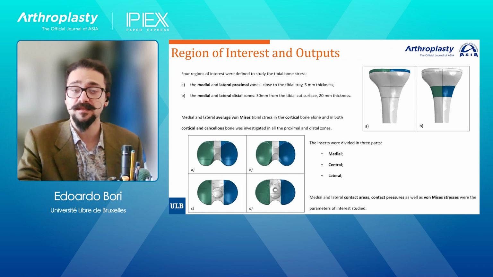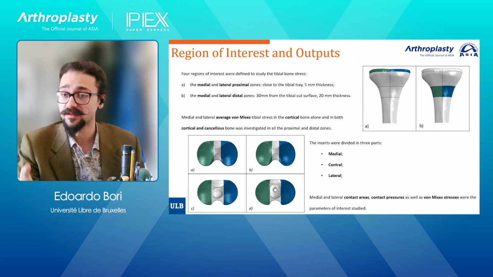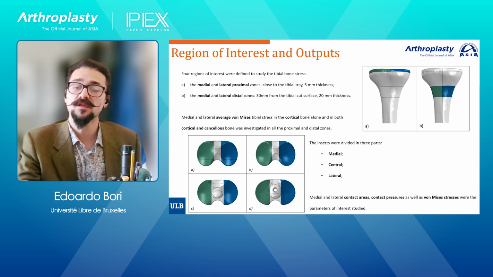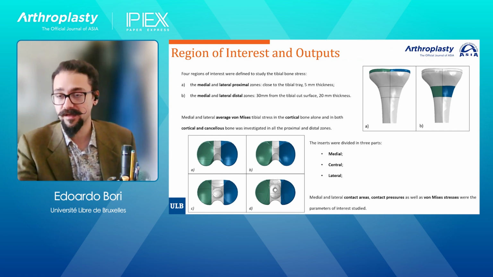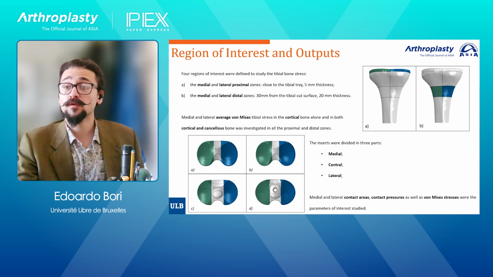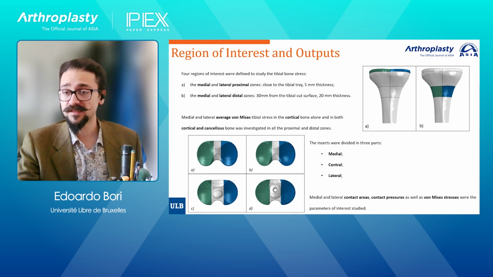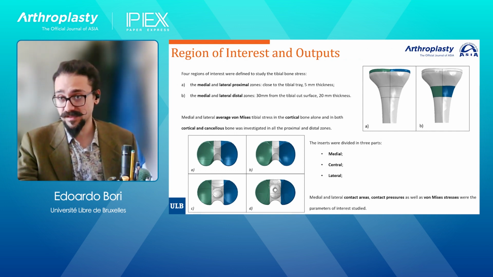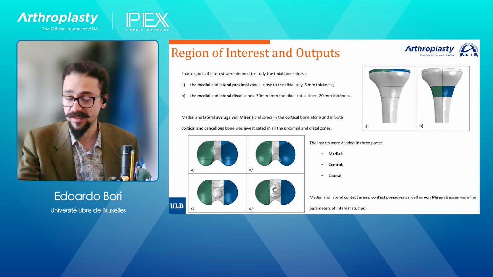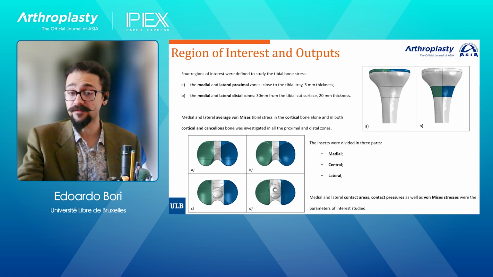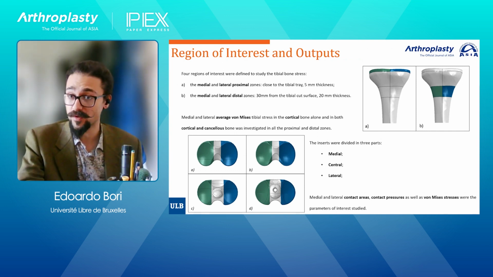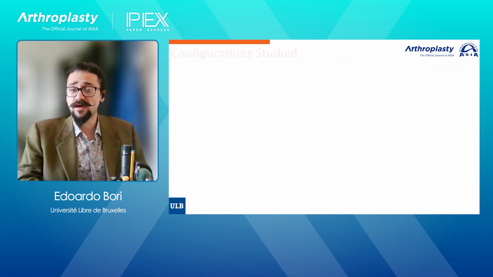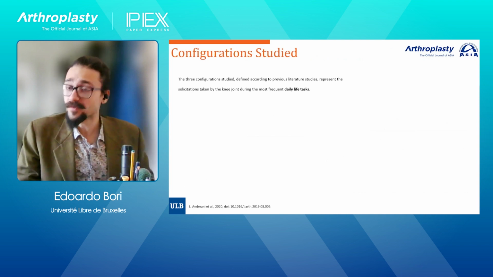In fact, for each insert, we divided it in 3 parts, and we checked the medial, central, and lateral sections. For all of these regions of interest, we consider the von Mises stress, the average von Mises stress. And for the insert, we also check the contact areas and relative contact pressures. Now we have basically all the ingredients of the model.